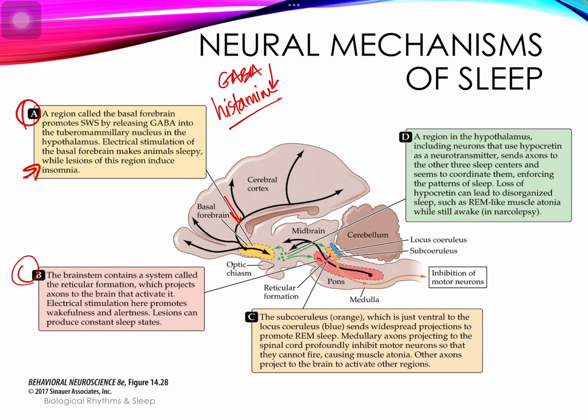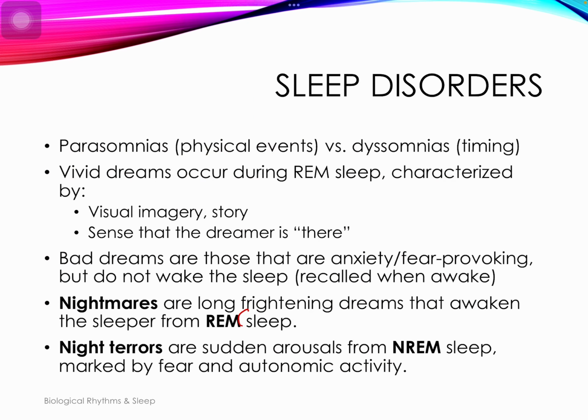And here we have the brainstem, and this contains the reticular formation, which I've said before is not really a structure, but just kind of a line of neurons that go along the length of the brainstem, the pons, more so here. And so that is going to project axons and is going to activate the brain. And so if you stimulate this area, you're going to see wakefulness and alertness, and then lesions are going to produce constant sleep states, which in some cases could mean coma.